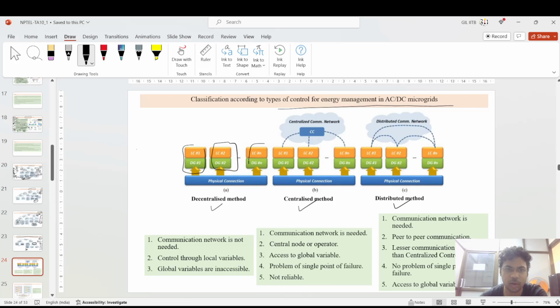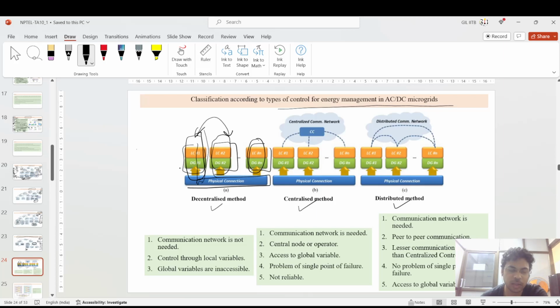If you see in the decentralized method, there is no communication between the layers. Okay, so only a physical connection is there. So you have certain LCs, DGs. This is one microgrid, this is another, and this is another. In between the microgrids, you don't have any communication and control.